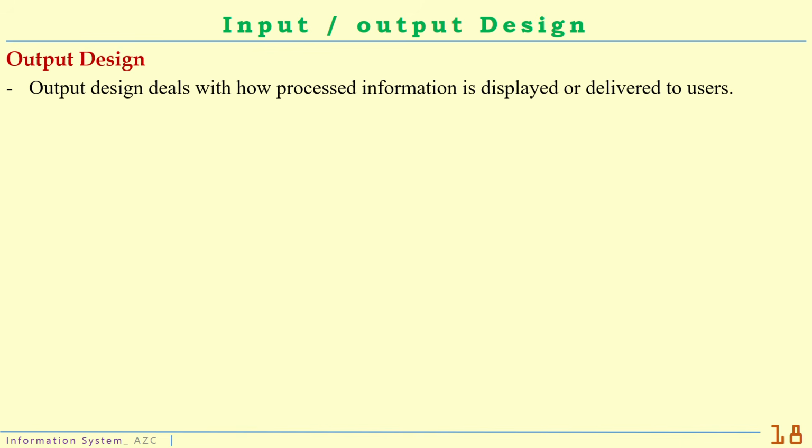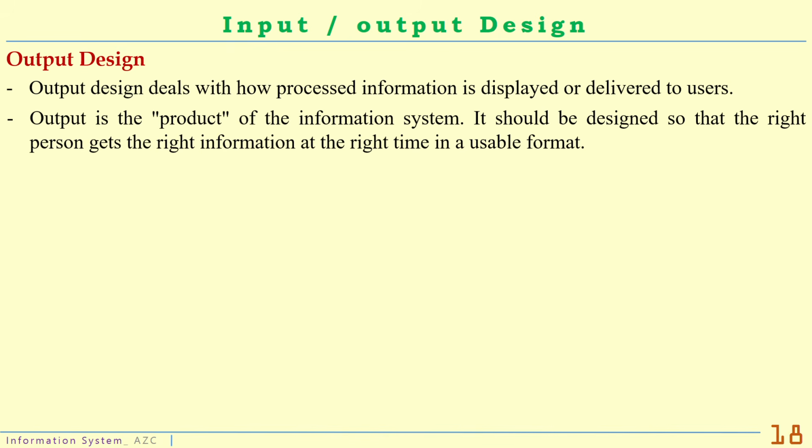Output design. Output design deals with how processed information is displayed or delivered to users. Output is the product of the information system. It should be designed so that the right person gets the right information at the right time in a usable format.